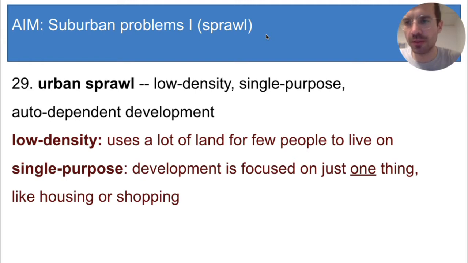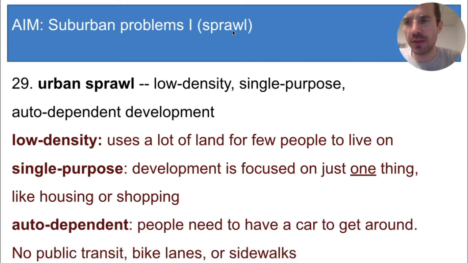Second, single purpose means that the development is focused on just one thing, like housing or shopping. Instead of a high-density urban neighborhood, which has homes, schools, grocery stores, and other services all within walking distance, a single-purpose development will only have one of those things within walking distance. A suburban subdivision has a lot of homes but no stores, while a suburban strip mall has a lot of stores but no homes.